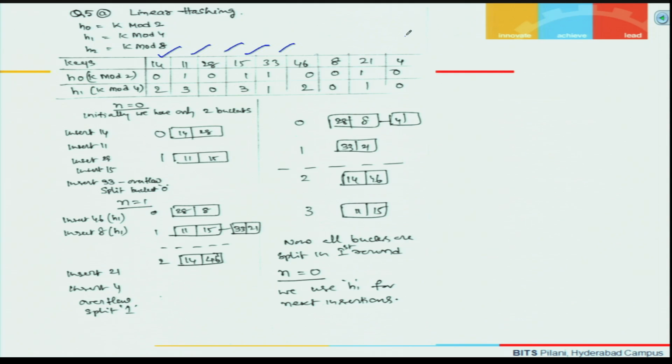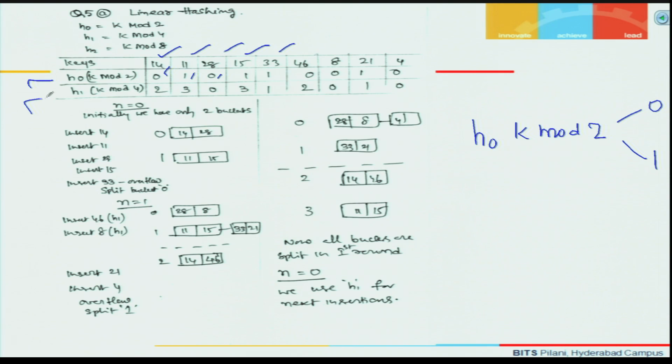And what is the result of applying it? It is evident that the basic concept of linear hashing itself says that I will be using multiple hash functions. First I will be using h0, and if there is a collision I may use h1. So what is applying h0 on 14? 14 mod 2 is 0, 11 mod 2 is 1, 28 mod 2 is 0. So when I am using h0, which is k mod 2, only 2 buckets are possible: either it will go into the 0th bucket or the first bucket.